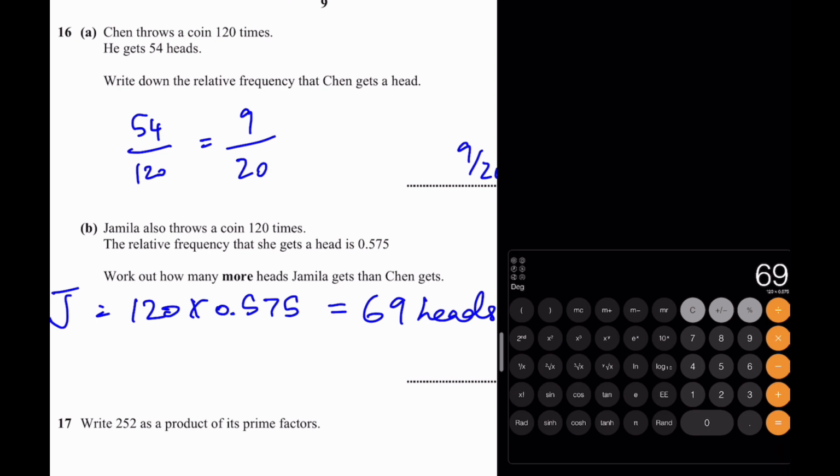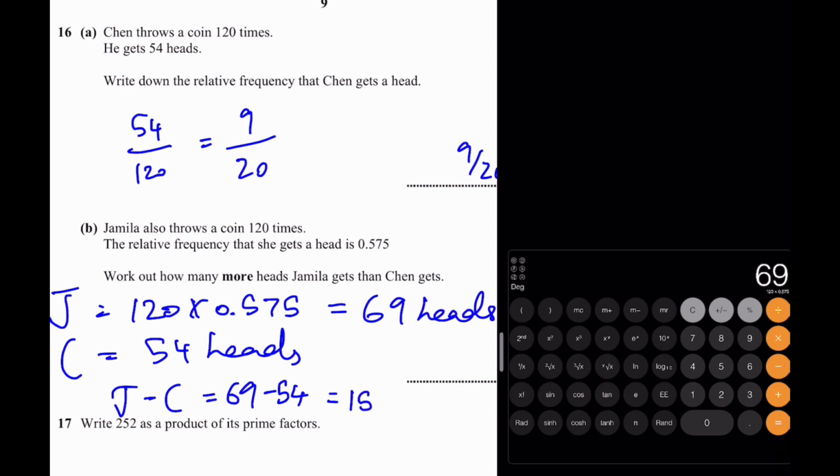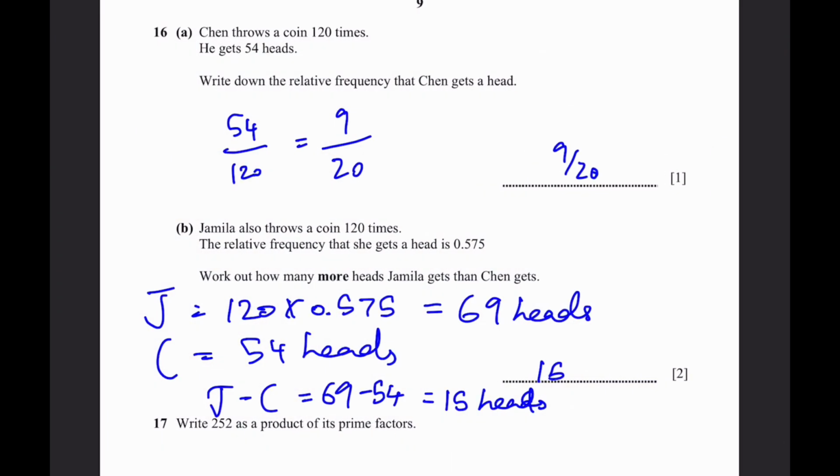And Chen, C, is 54 heads. So J minus C is equal to how many more heads Jamila gets than Chen. J minus C is equal to 69 minus 54, and that's equal to 15 heads more. That's the answer. Let's go to question 17.